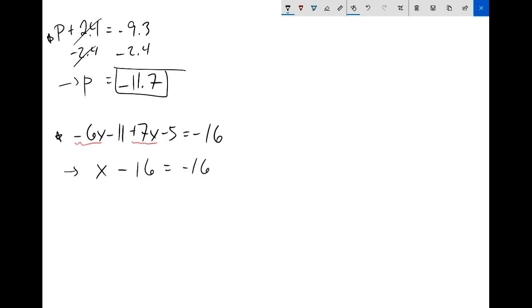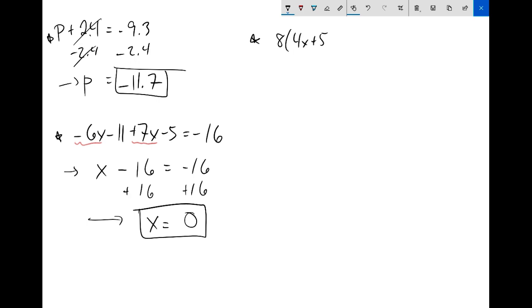Okay? And now I'm trying to get my x alone, so what should I do with this 16? Add it over to the other side, and then what happens? x equals 0. All right. So collect like terms, then send all your variable terms to one side, all your numbers to the other one. In this case, we only had x's on the left-hand side, so we just sent all our numbers to the right-hand side.